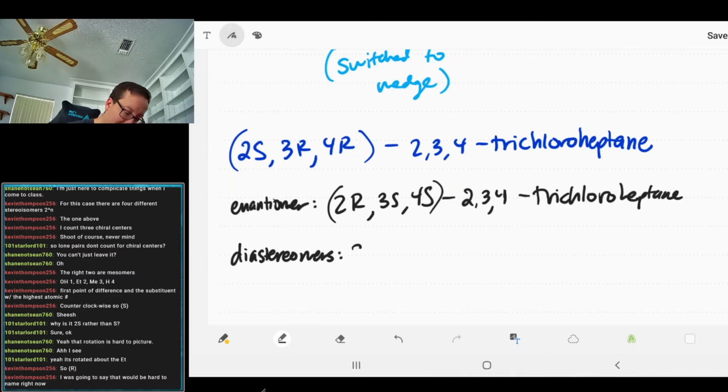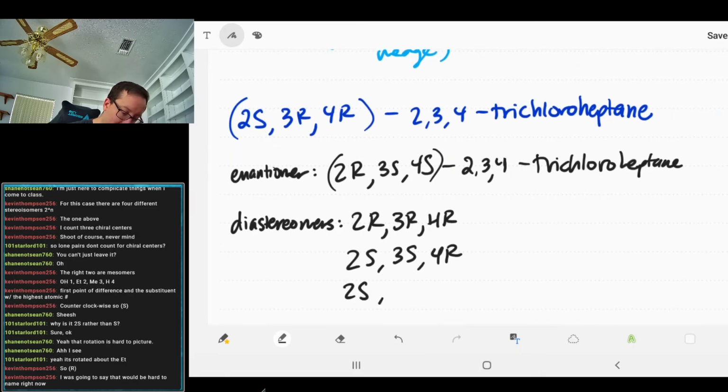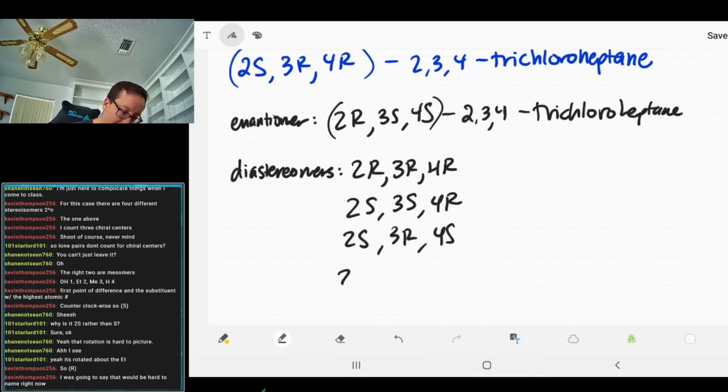For example, I could just switch the first one. Or I could switch just the second one. Or I could switch the last one. Or I could switch two of them. I could say 2R, 3S, 4R. So diastereomers, you can have all sorts of different combinations.